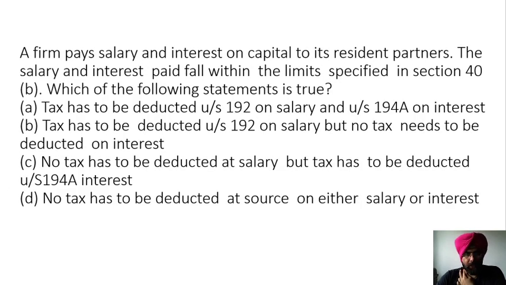A firm pays salary and interest on capital to its resident partner. The salary and interest paid fall within the limit specified under section 40. Which of the following statements is true? A: Tax has to be deducted under 192 on salary and under 194 on interest. B: Tax has to be deducted under 192 on salary, but no tax needs to be deducted on interest. C: No tax has to be deducted on salary, but tax has to be deducted under 194 on interest. D: No tax has to be deducted at source on either salary or interest.